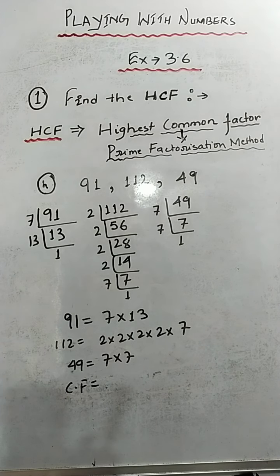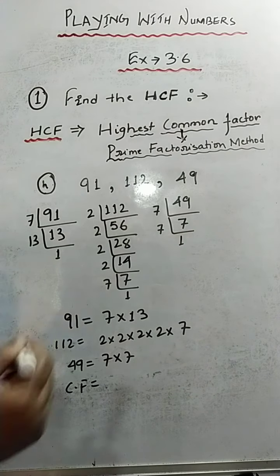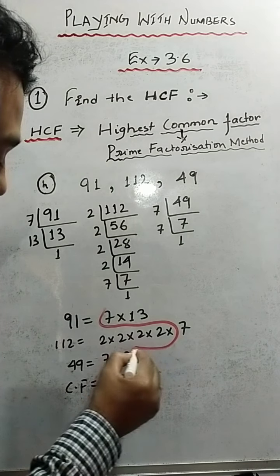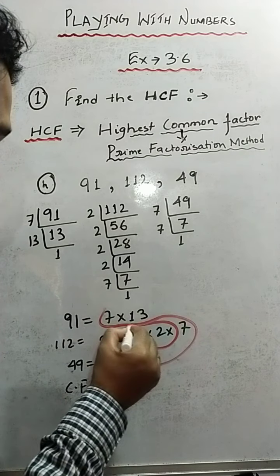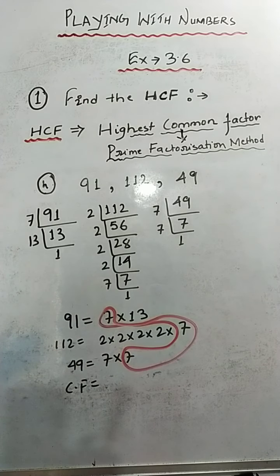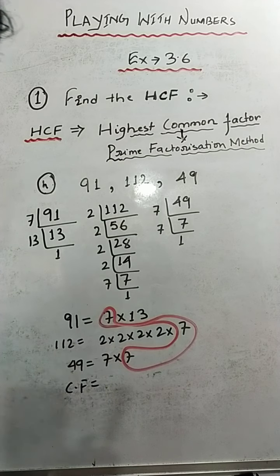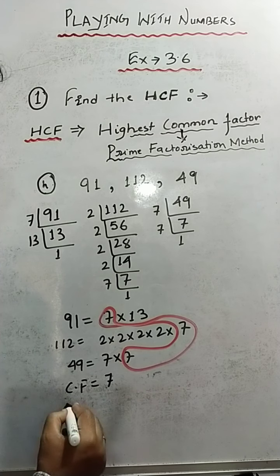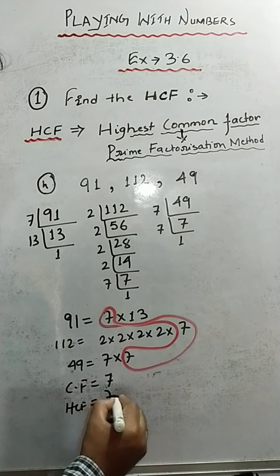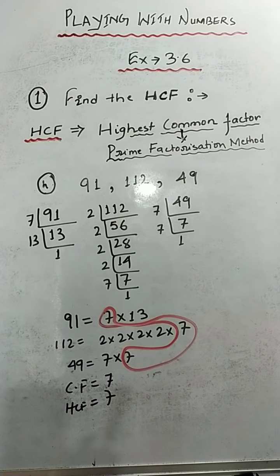Now what is a common factor? What is a common factor, students? I know you all know the answer. 7 is a common factor. 7 is present in every number, isn't it? So we'll just write 7. So now what is the common factor? It is 7 only. Okay students, so the rest of the two sums would be your homework.